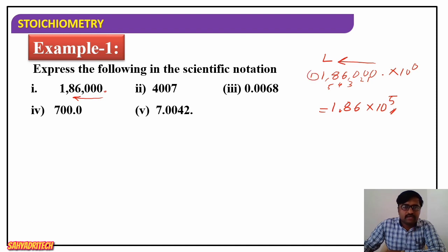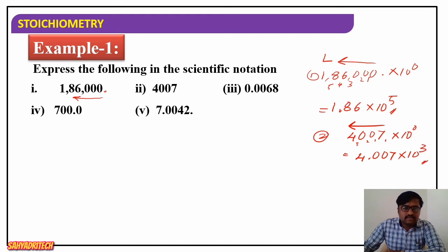Similarly, if you go for the second one, what is the second value? 4007. Here is the decimal point. Then I will write 10 raised to 0 here. Now again here also we have to move the decimal point, which side? Towards the left side. How many positions? 1, 2, 3. 3 positions, which means 4.007 into 10 raised to 3 will be the answer.